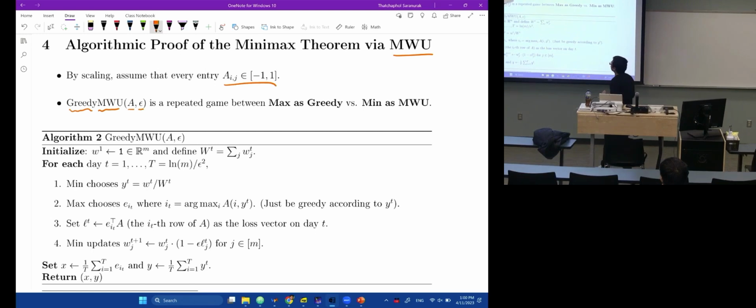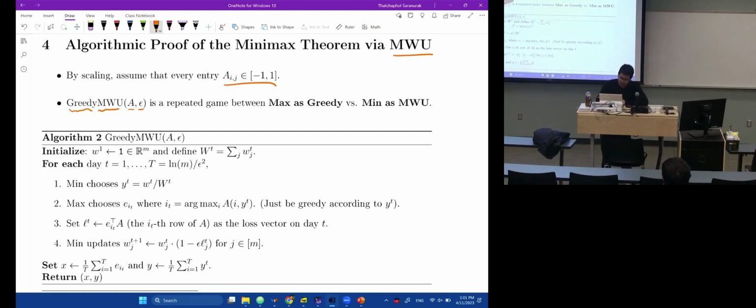And this is going to be a repeated game between the max player that acts like a greedy guy, and the min player that acts like a weight update. And they will interact on each round. And at the end, their strategies will converge to the best strategy. And at the end, it will prove the Minimax theorem. So let's see the algorithm.